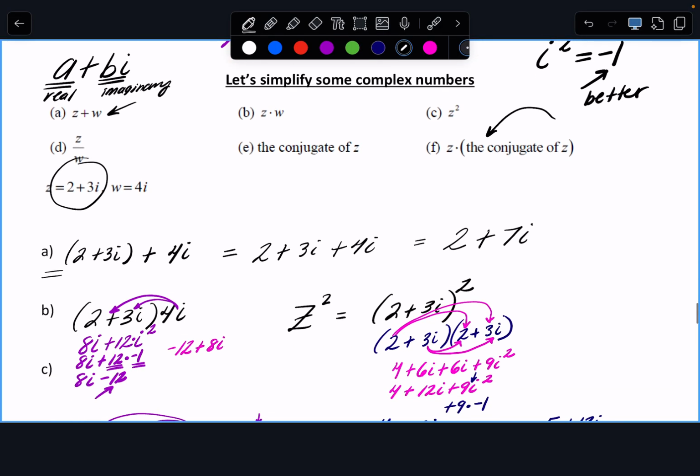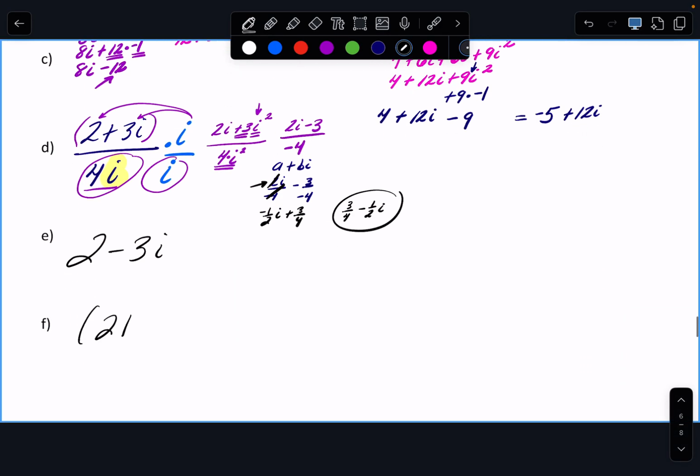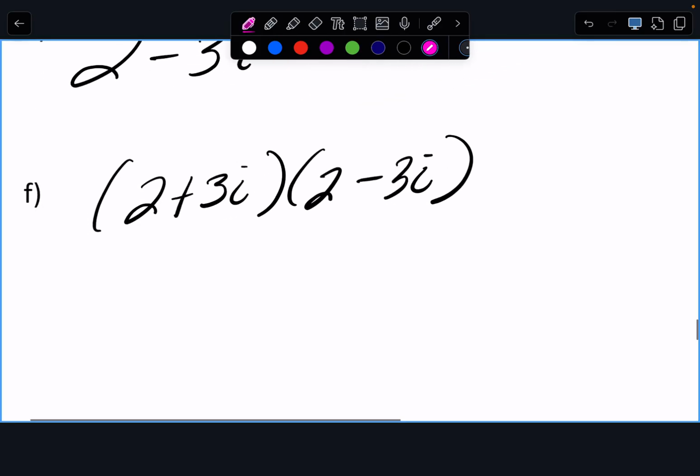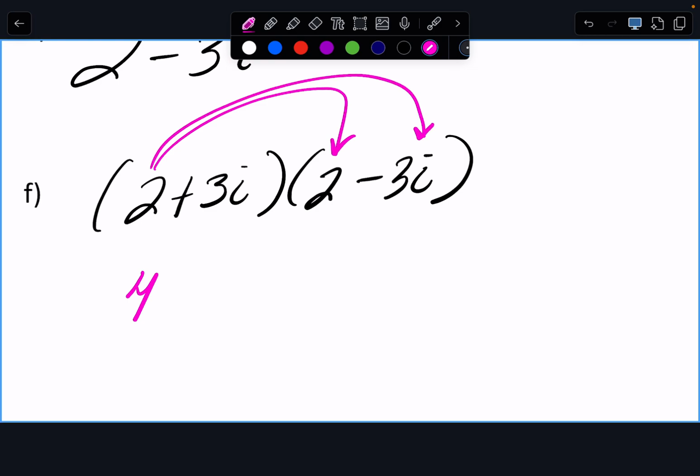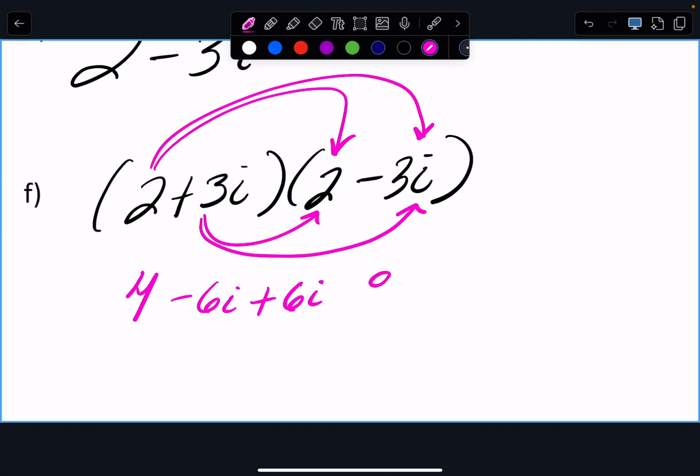Okay, so z was 2 plus 3i, and then its conjugate was 2 minus 3i. Okay, so now from here, we're going to distribute. 2 times 2 is 4. 2 times negative 3i is negative 6i. Positive 3i times 2 is positive 6i. Positive 3i times negative 3i is negative 9i squared.